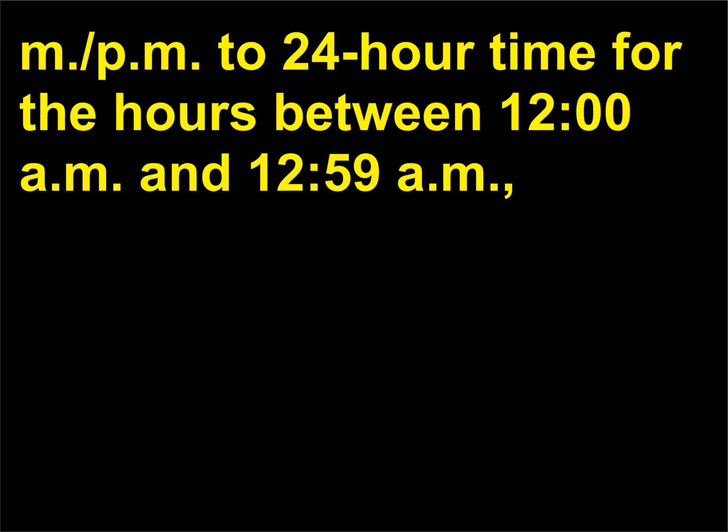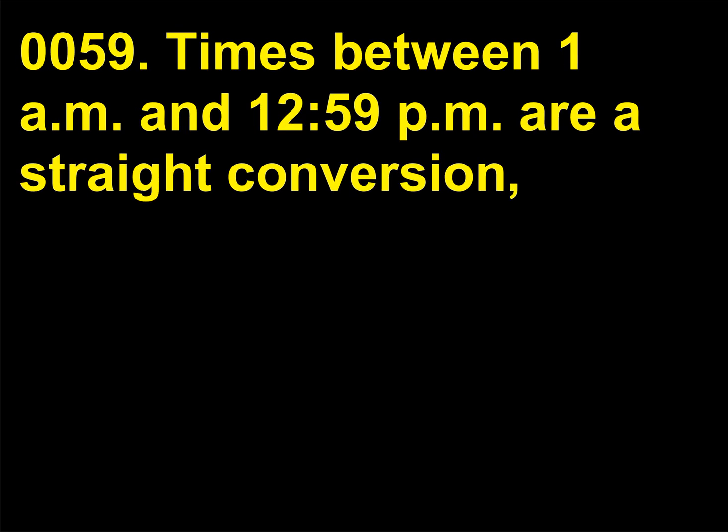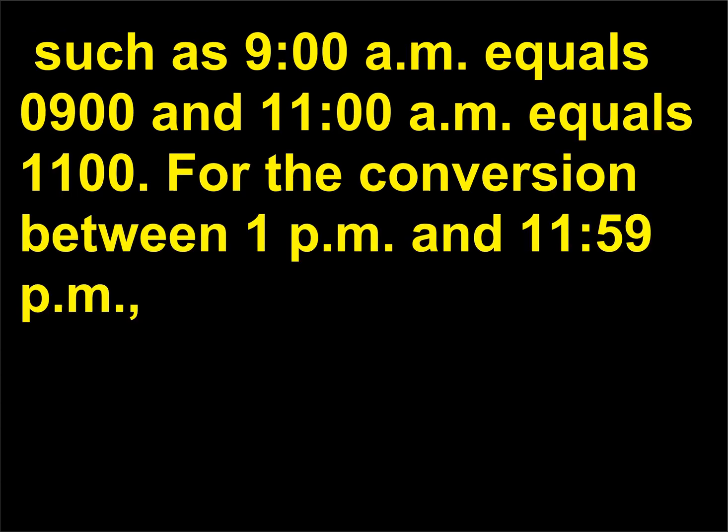AM/PM to 24-hour time for the hours between 12 AM and 12:59 AM, just subtract 12 from the time. For instance, 12:45 AM minus 12 will equal 0045, and 12:59 AM minus 12 will equal 0059. Times between 1 AM and 12:59 PM are a straight conversion, such as 9 AM equals 0900 and 11 AM equals 1100.